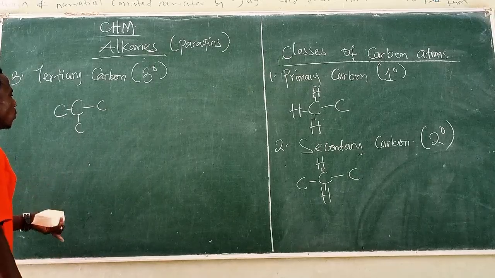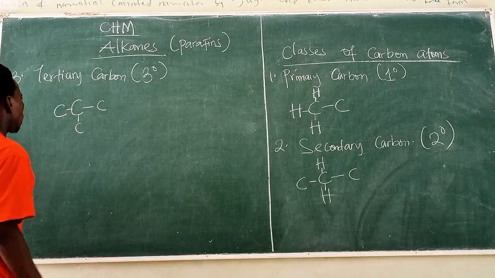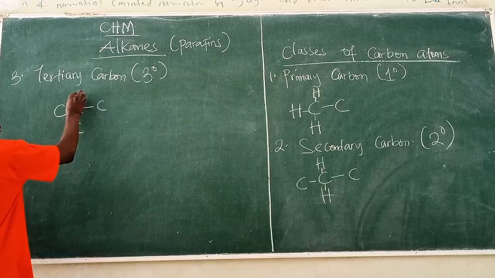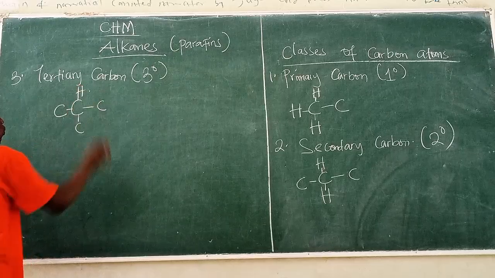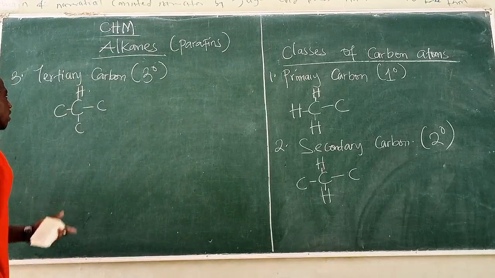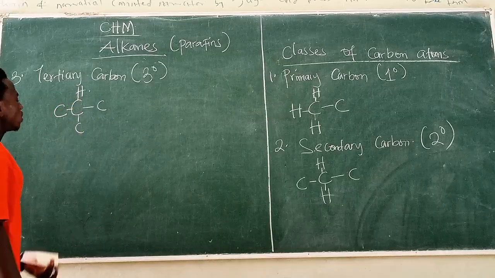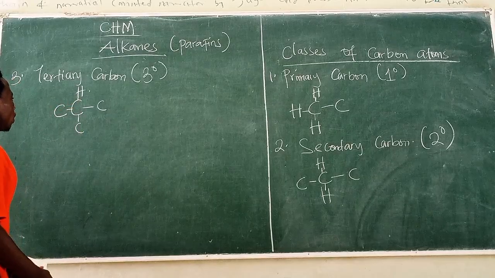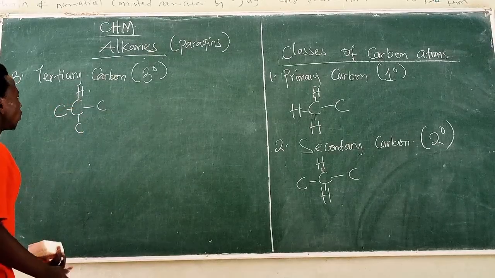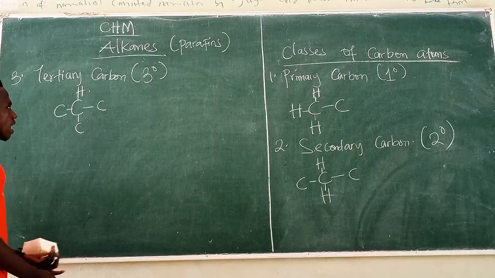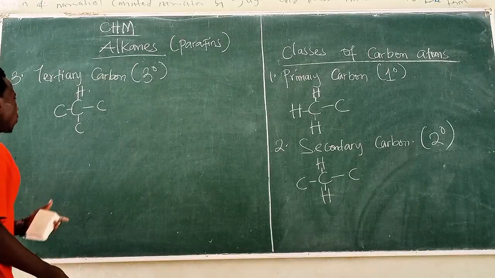So this connection makes it possible for the tertiary carbon to have one hydrogen atom attached to it. So this hydrogen atom attached on a tertiary carbon atom is known as a tertiary hydrogen atom.